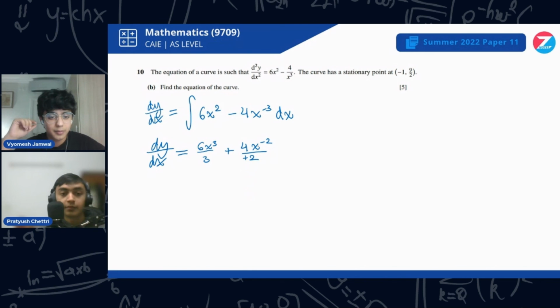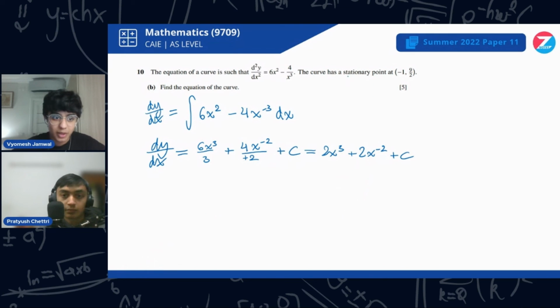Yeah. Wait, should we? Yeah, okay. And then it would just be plus c. Nice. We could simplify this a bit more. It would be 2x cubed plus 2x to the power negative 2 plus c. And now it says that it has a stationary point, right?